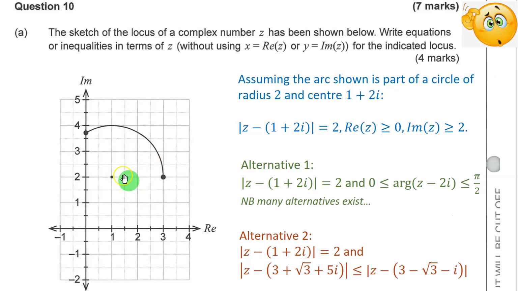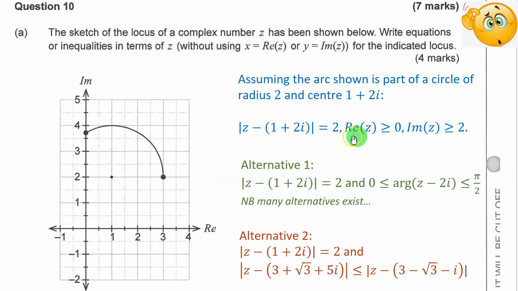So if we assume this is the center of the circle and this is the arc, then typically we're just going to say the distance of z from the center, 1 plus 2i, is equal to 2. It's not an inequality, it's just equal to 2, so we just get the arc there. And then we just restrict the real part to be greater than 0, so that will take us to the right of the imaginary axis. And the imaginary part of z is greater than 2, which will keep us above here.